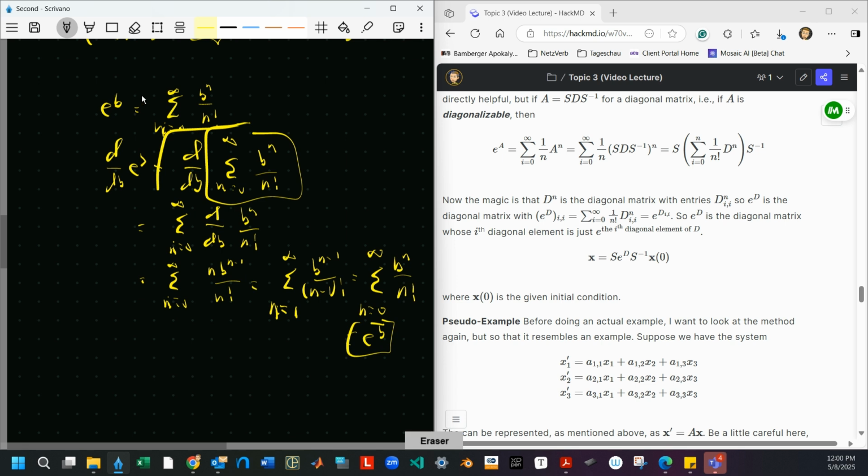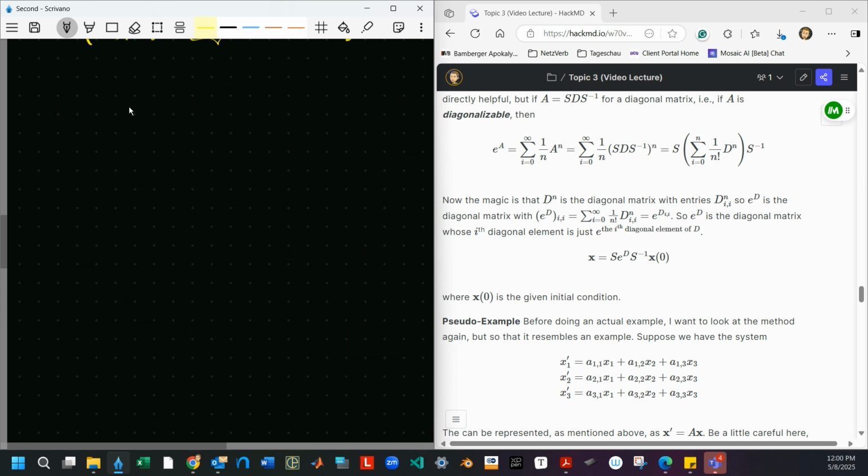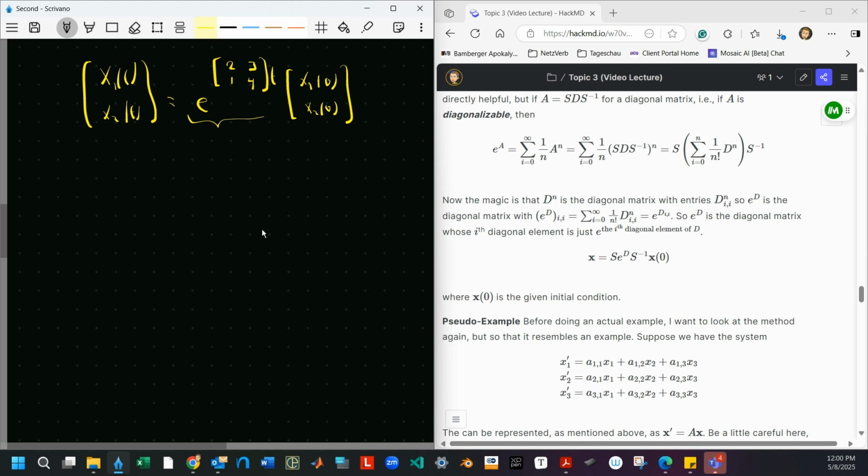Anyway, the same reasoning works with matrices, once you understand what the right notion of derivative is there. In particular, we're going to define e to the A equals the summation from n equals 0 to infinity of 1 over n factorial times A to the n. And now it's like, well, how does that help? These are powers of matrices. That's a complicated thing to do. It still doesn't really tell me what a solution is.